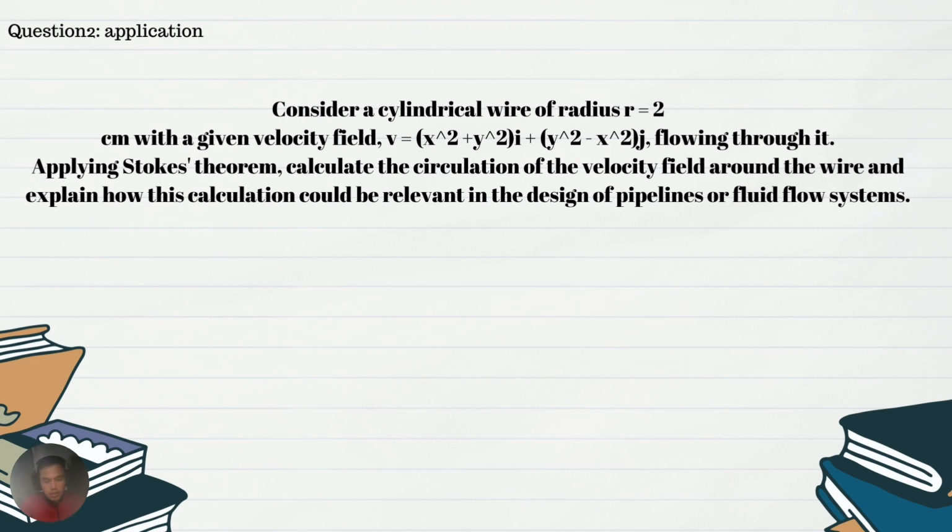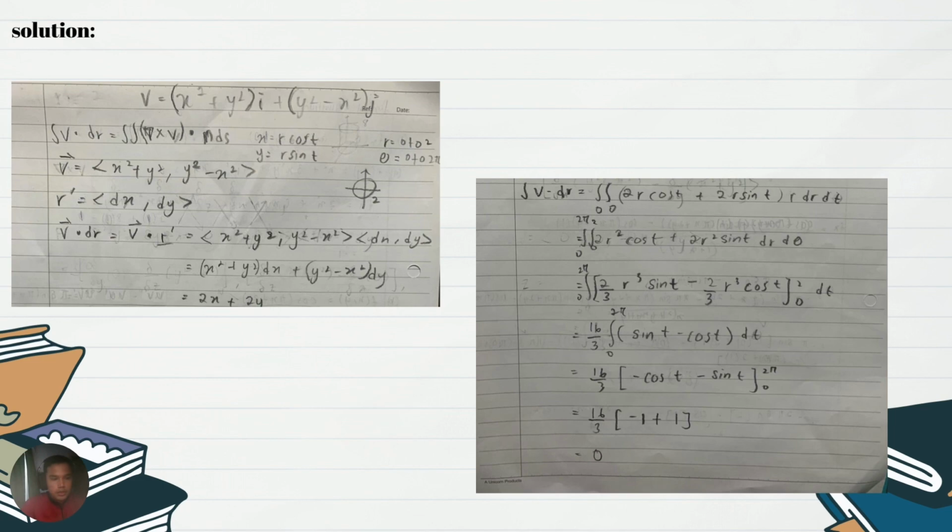This question wants a line integral, so we use a surface integral to solve it. We know the formula, that is the integral of v dot dr. So we want to find v. The magnitude of v has x component x squared plus y squared, and y component y squared minus x squared. The dr is the same as r prime, that is delta x and delta y.